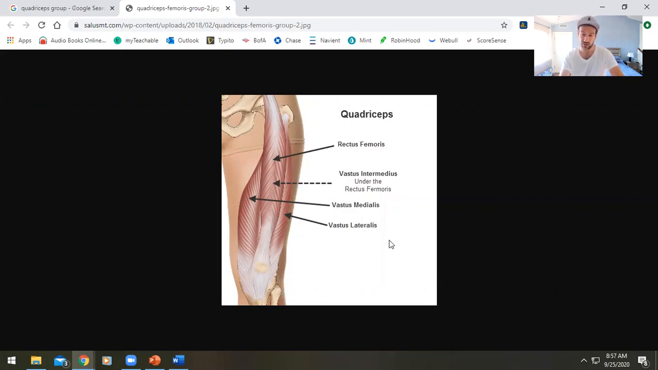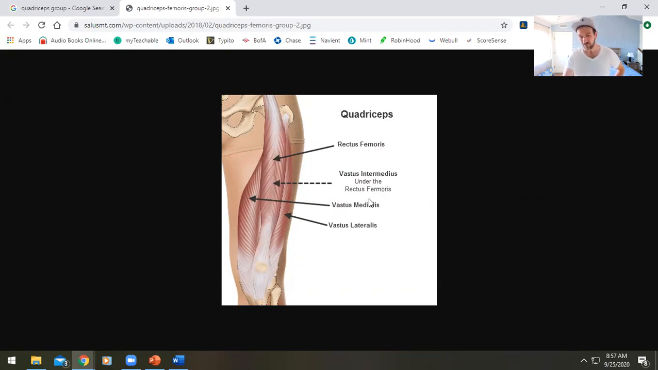So that's lateral. It's named after where it is, right? It's lateral. It's on the outside of the body. But then you've got your vastus medialis, and that one's medial. That's on the inside of the body. Then you get your vastus intermedius, which you actually can't really see here. They've got a little dotted line drawn. And it runs between the lateralis and the medialis. That's why it's intermedius, inter, to middle.